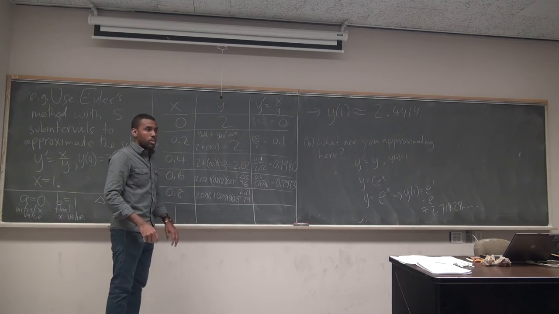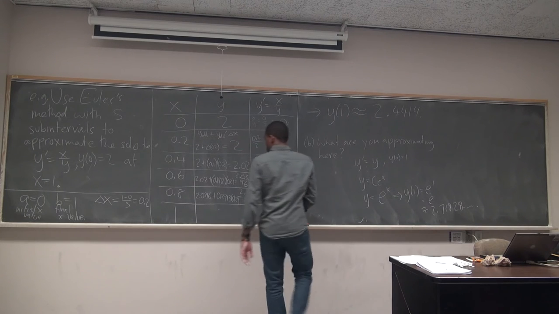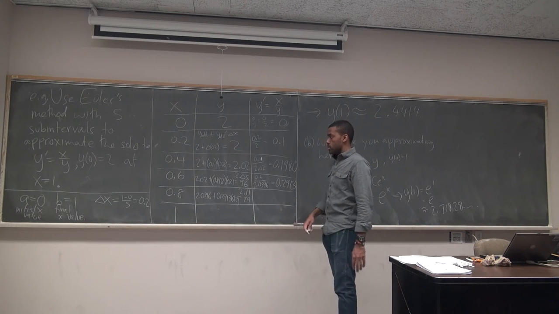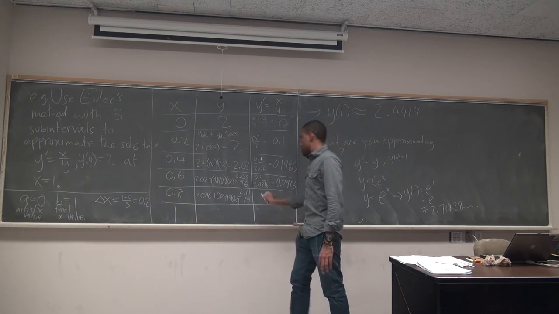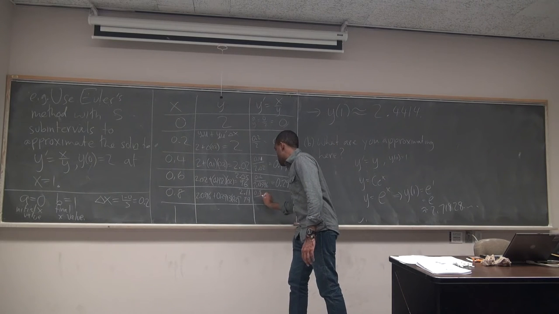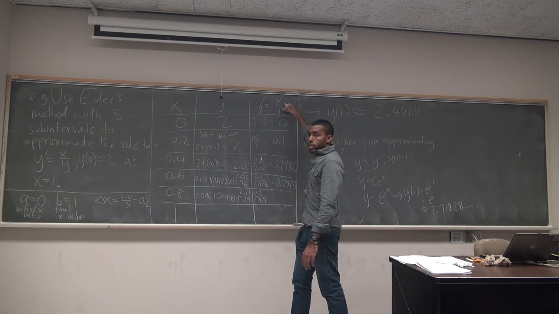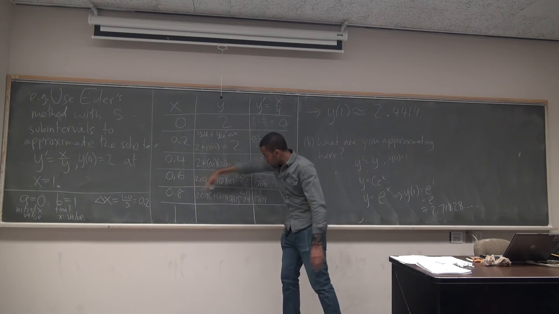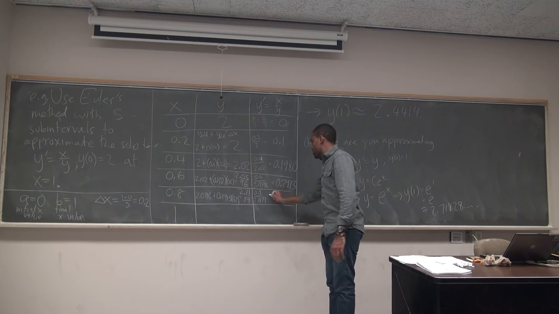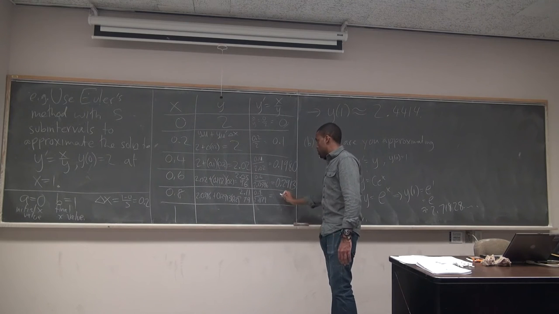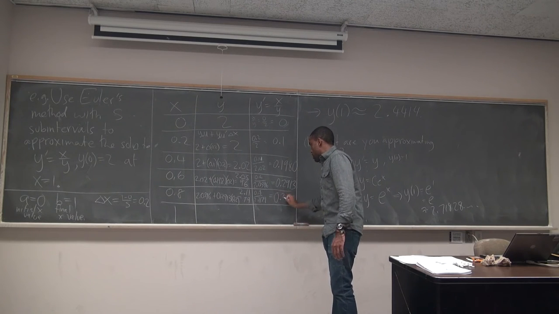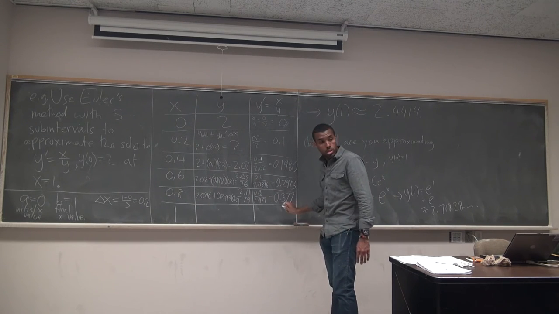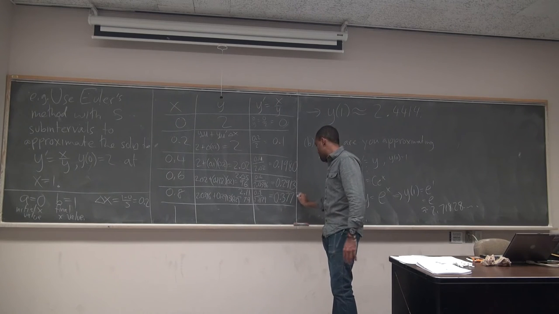0.1179. Does everyone get that? Yes. What's over here? 0.8 divided by 2.1179. Because the formula is x divided by y. So if we do the x value divided by the y value, what do I get? 0.3777.